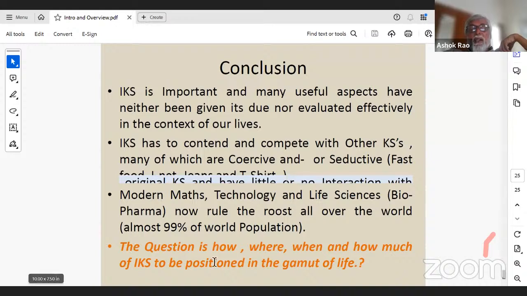The question to ask is how, where, when, and how much of Indian knowledge system to be positioned in the gamut of life. Can we change wholesale? Yes or no? If we can't change wholesale, can we change parts of it? Which parts? What percentage? How long do you change? Because when you change one, what other changes you have to bring?